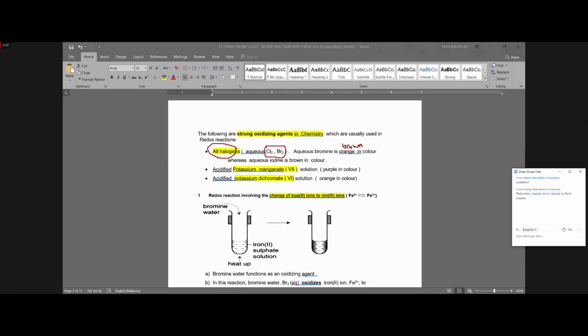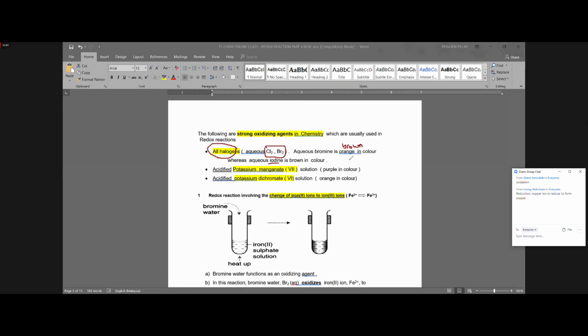Whereas aqueous iodine is brown. This is my mistake. Aqueous iodine is brown, that one you know. Aqueous bromine is brown or orange also can. Aqueous iodine is brown, that's what I showed you. Aqueous chlorine, note it down, is pale green. But iodine they won't ask as oxidizing. Only bromine and chlorine.